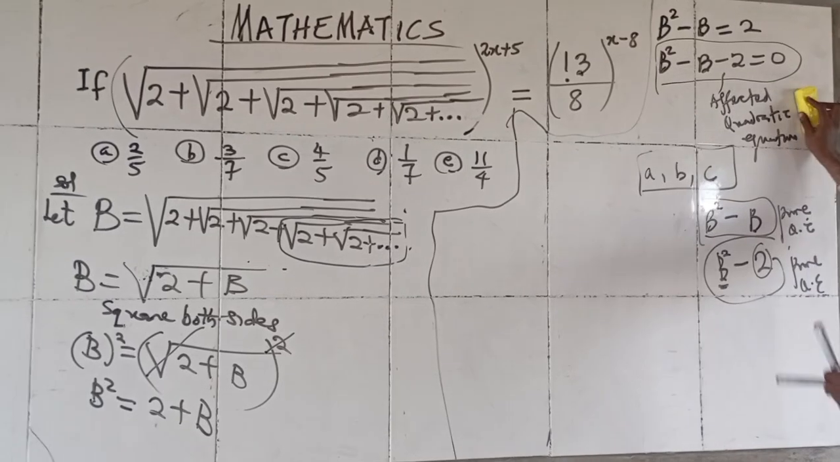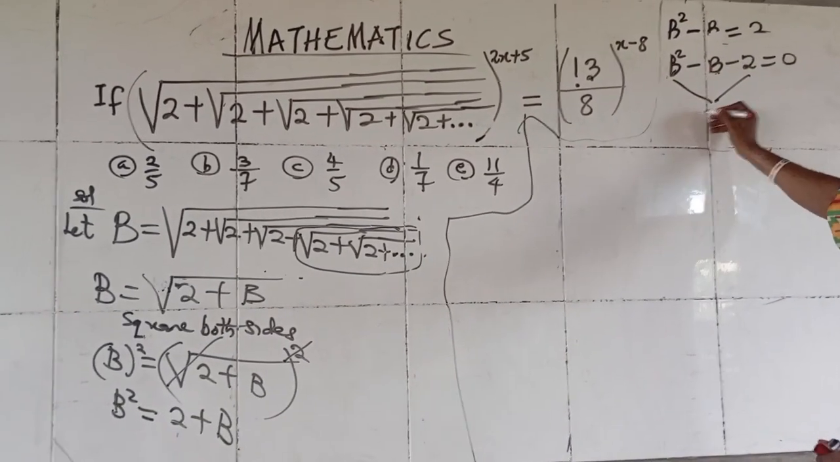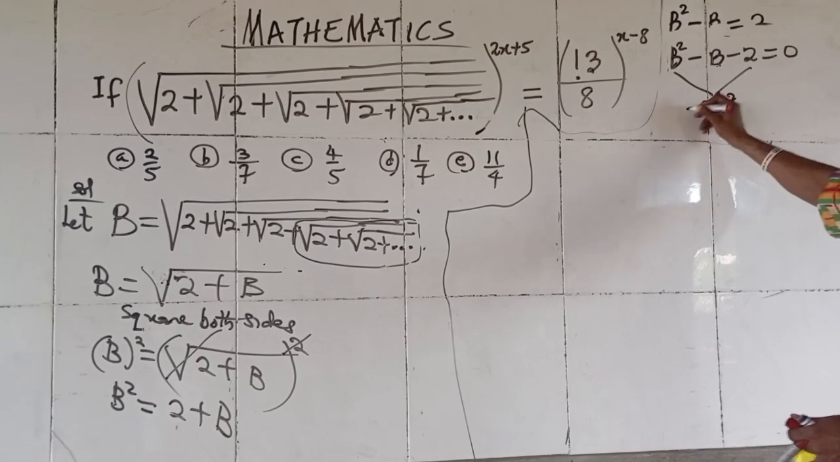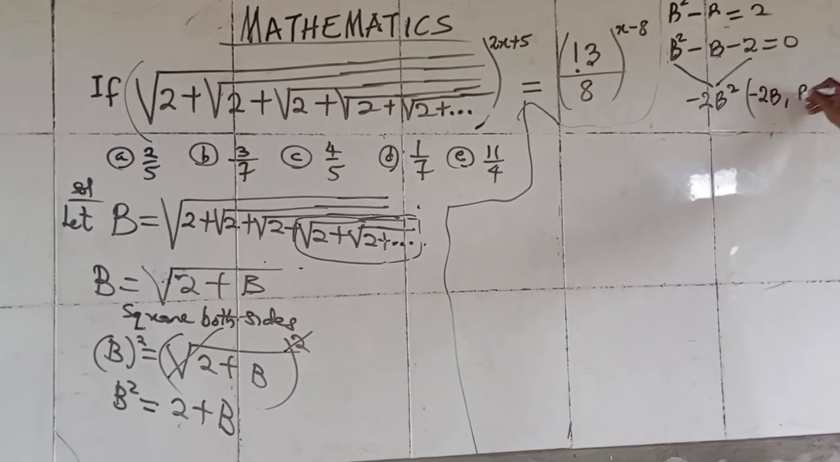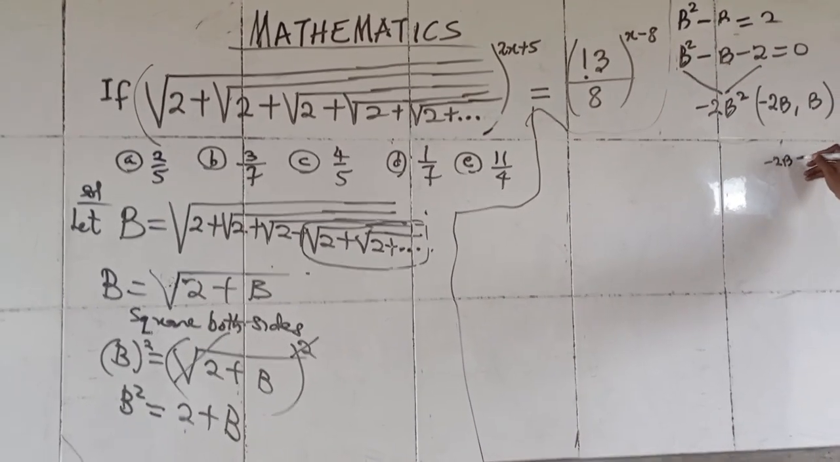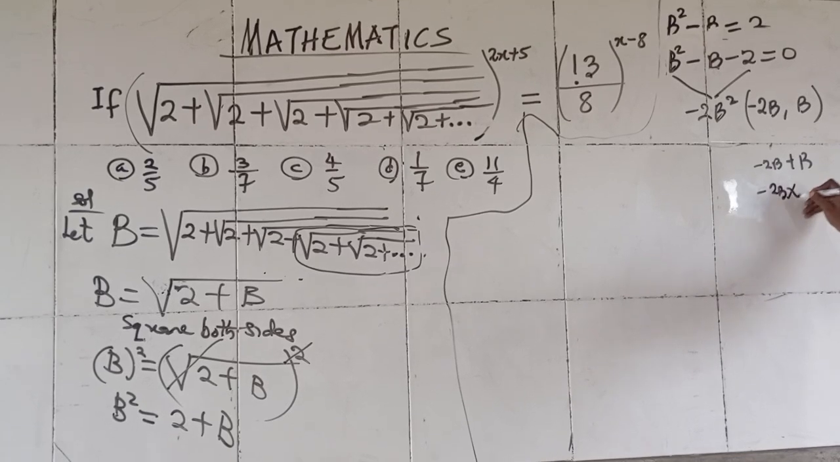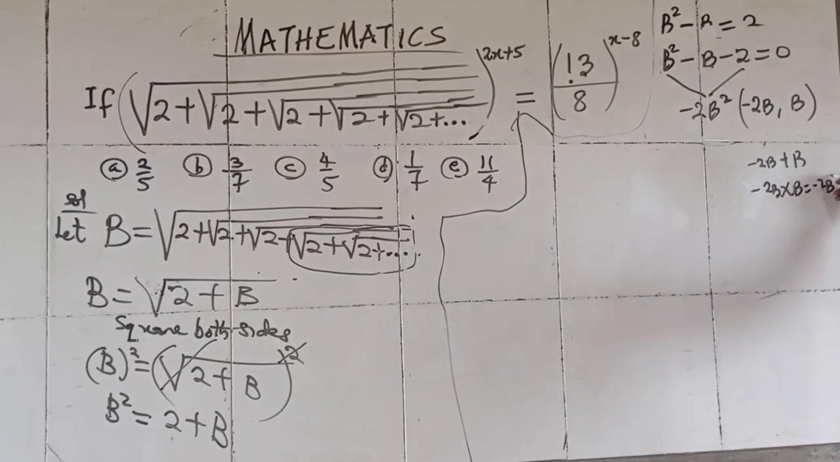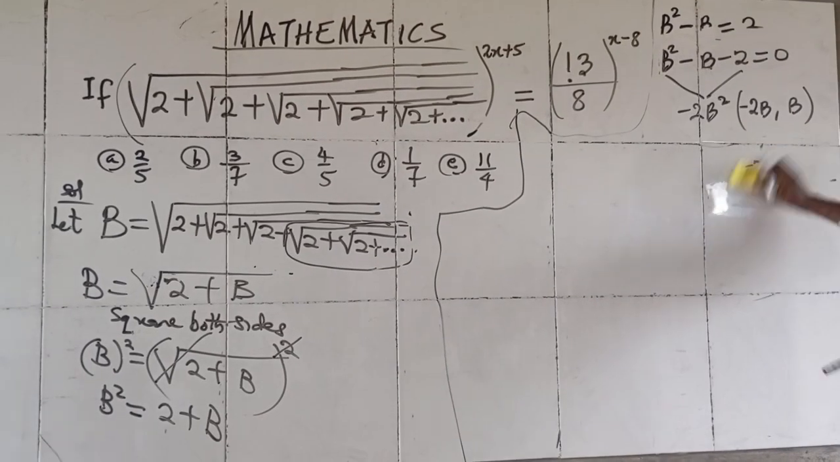Now I solve. There are various methods of solving quadratic equation. I'm going to solve by factorizing. This is B squared minus 2B plus B minus 2. I will look for the factors. Minus 2B and B. They are the factors that can replace minus B. How come? Minus 2B plus B is minus B. Minus 2B times B is minus 2B squared. Fine, that means I'm correct. Now, at this juncture, I solve.